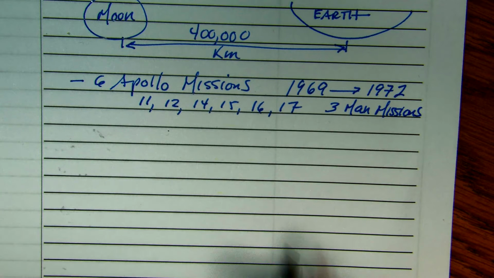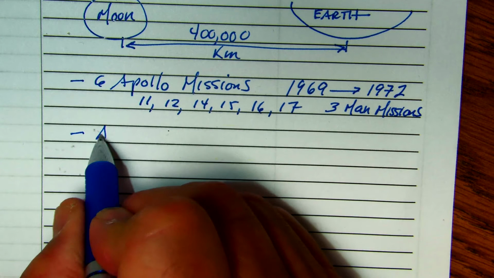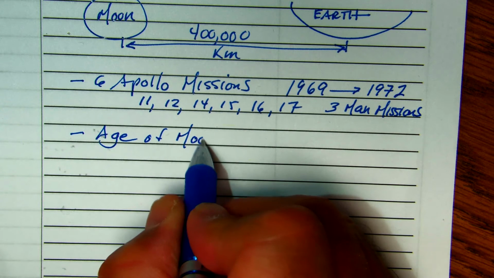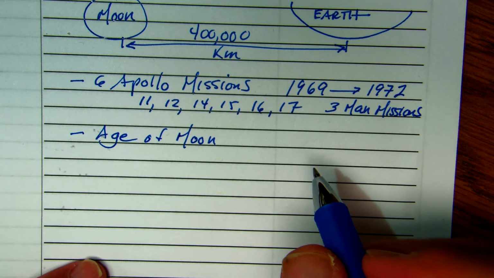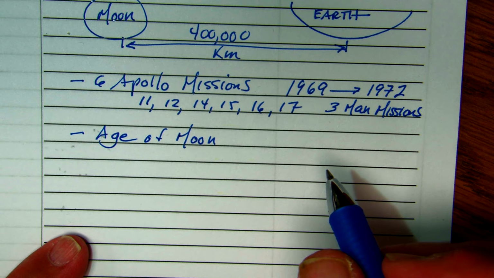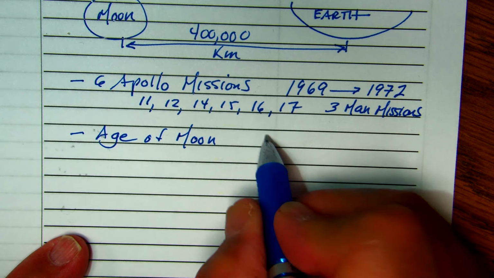The age of the moon. Remember, one of the things that the moon can give us is a little bit of an insight into the formation of our own planet and the solar system itself. So the age of the moon is about 4.3 billion years old.